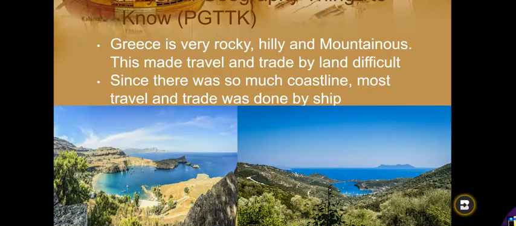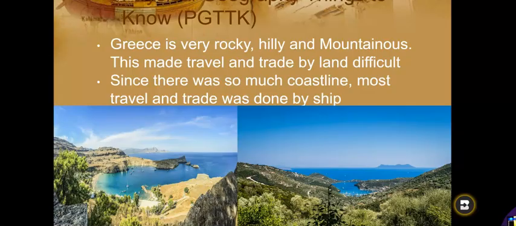So each of these bullet points needs to be in your GRAPES chart. Greece was very rocky, hilly, and mountainous. We already knew that. But the new part is this made travel and trade by land difficult. Now it's easier, but even today, most trade in Greece is by ship.